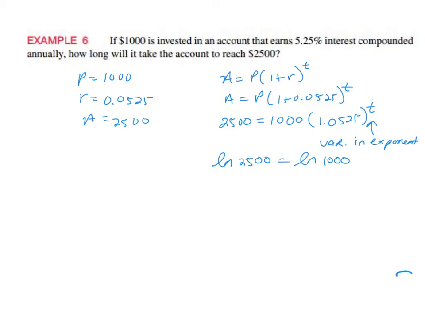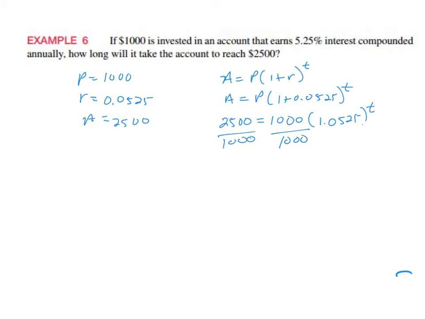Before I do that, because right now that 1,000's in the way. That's not good. Let's fix that first. Let's get rid of the 1,000 because we're trying to isolate T and it's right now in an exponent. So let's divide by the 1,000. That's much better. You get 25 over 10. 25 over 10 is then reduced to 5/2.